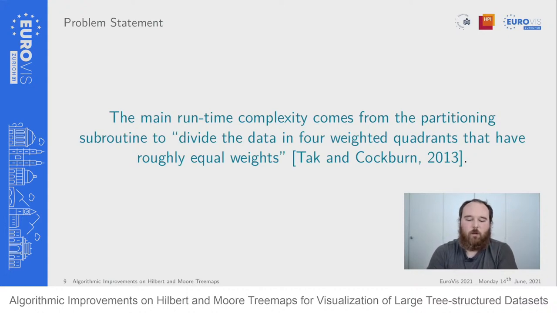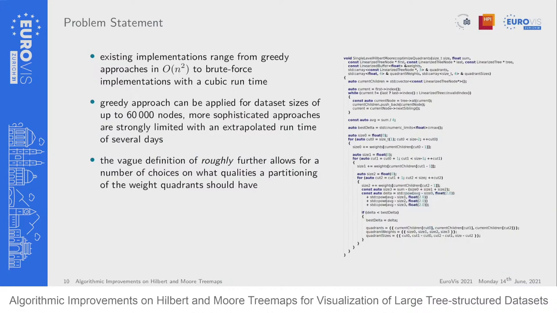So what we found is that the main runtime complexity comes from the partitioning subroutine to divide the data in four weighted quadrants that have roughly equal weights. And to reiterate on this a little bit further, we found a greedy implementation that uses a runtime complexity of O of n squared. And we actually used a brute force implementation during our first studies, which has a cubic runtime. You can see it on the right. We have three nested for loops. And both these implementations resulted in really long computation times for our data sets.